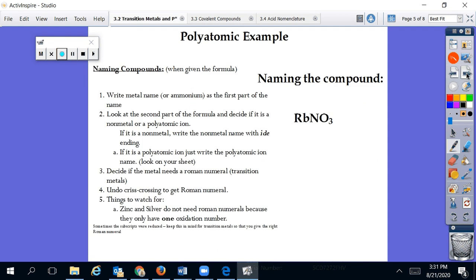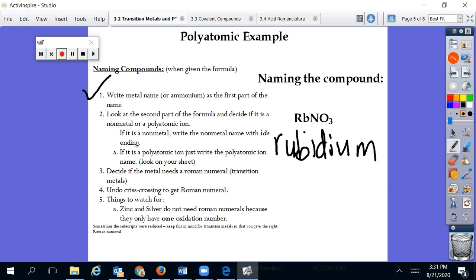Now we're going to name the compound. The first thing when we look at it is you see Rb, and we know that's a metal, that's rubidium. And then we count the capital letters. Oh goodness, there's more than 2. So that means there's got to be a polyatomic here. The first step, we write the metal name just like we did before. So that's rubidium.